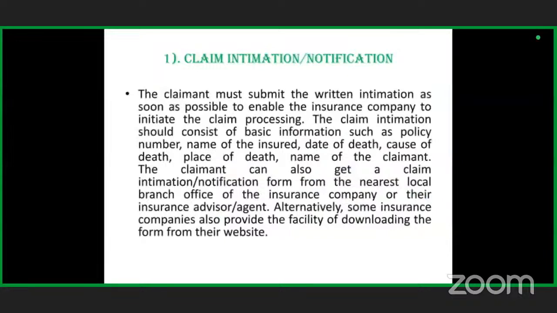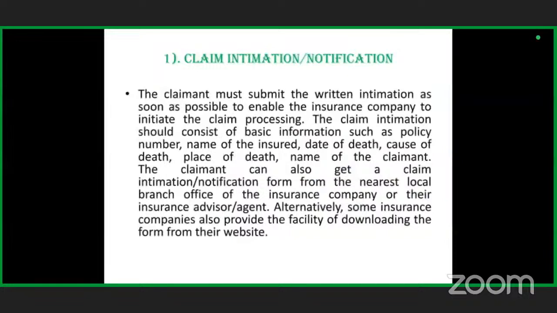What is claim intimation? The claimant must submit the written intimation as soon as possible to enable the insurance company to initiate the claim processing. The claim intimation should consist of basic information such as policy number, name of the insured, date of death, cause of death, place of death, and name of the claimant. These have to be submitted along with the claim intimation.